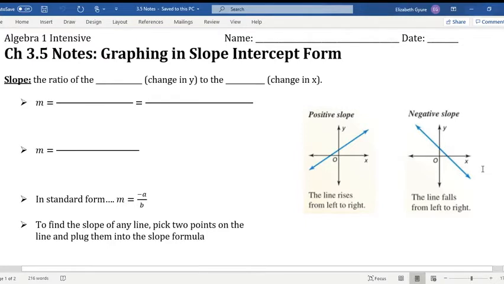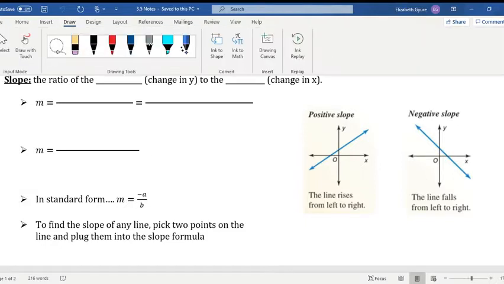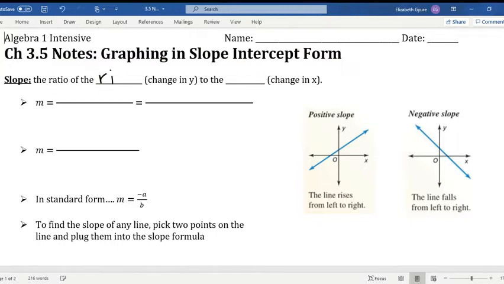So if you are graphing in slope-intercept form, probably one of the most important components of it is called the slope, okay? Slope is the ratio of the rise to the run. Rise is the change in y, that's the change up and down. Run is the change in x, so that's the change left or right. And when it says a ratio, that means like a fraction. Ratios are fractions. Slope is typically represented with the letter m.